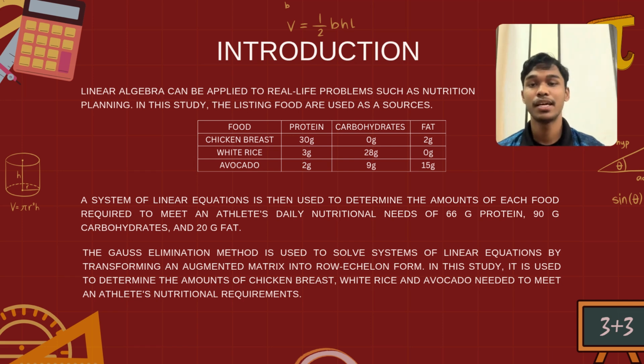For instance, chicken breast is highly packed with protein, white rice is an excellent source of carbohydrates, and avocado provides us with healthy fats. So our goal is to determine the exact amount of each food required to meet an athlete's precise daily nutritional targets, which are 65 grams of protein. The athlete needs 90 grams of carbohydrates and 20 grams of fat. To achieve this, we will construct a system of linear equations and solve it using the Gauss elimination method, transforming our data into row echelon form to find the perfect dietary balance.